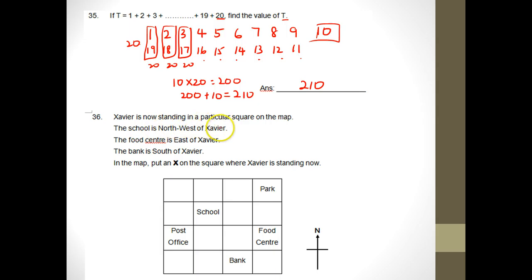Xavier is now standing at a particular square on the map. The school is northwest of Xavier. So the school is northwest, somewhere here. So this is the school, northwest. The food center is east of Xavier. So east is here. So food center is here. And the bank is south of Xavier. So the bank, south, is here. Xavier is here. So Xavier is standing at this box here.